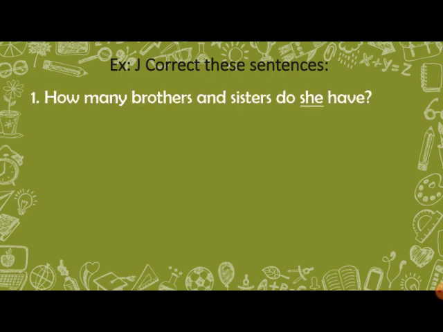Let's move on to the next exercise, exercise J. Correct these sentences. Now in these sentences, a word is typed wrong. You have to make the correction. How many brothers and sisters do she have? Here the subject is she, not brothers and sisters. So she is in a singular form. For singular, what are you going to use? Yes, does. How many brothers and sisters does she have?